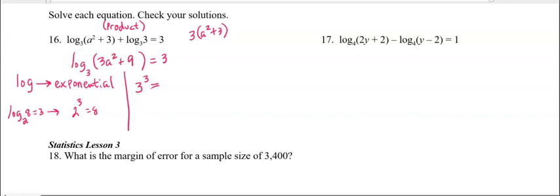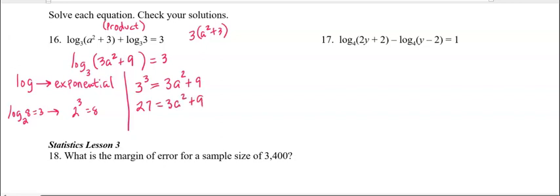Okay, so we're back. I'm changing log to exponential. So I take a base of 3, I let it be raised to exponent 3, just following this model. 2 raised to the 3rd equals 8. 3 raised to the 3rd equals 3a squared plus 9. All right, and now you solve it just like you would a regular equation. 3 to the 3rd is 27.